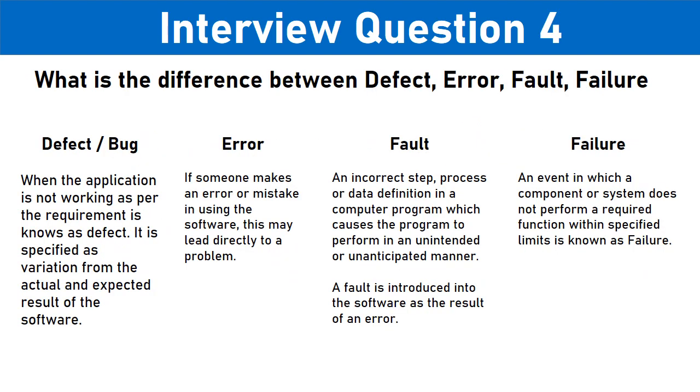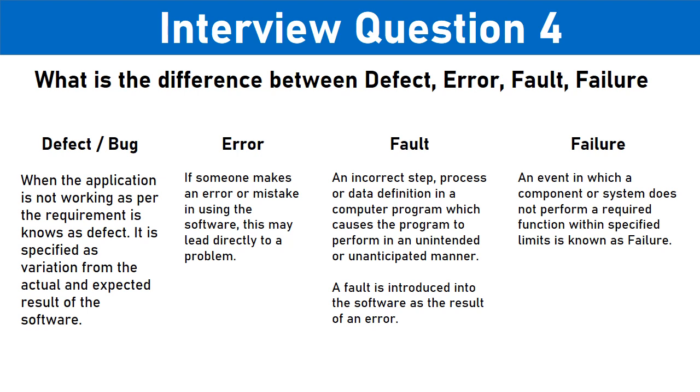So friends, next question. What is the difference between defect, error, fault, failure? This is a question which every tester should know, as we need to deal with these terms every day. How do we define a defect or a bug? When the application is not working as per the requirement, it is known as a defect. It is specified as variation from the actual and expected result of the software.